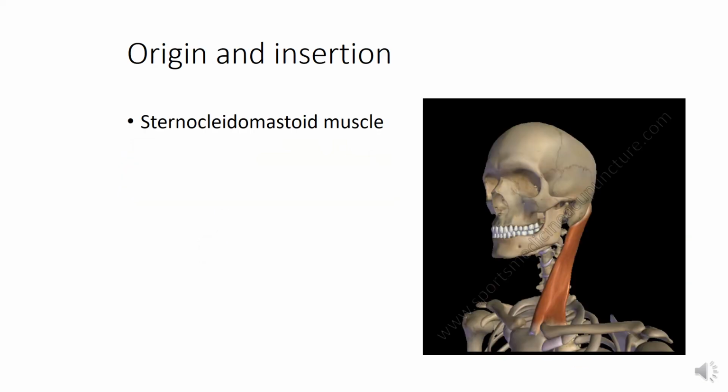So muscles are named according to their origin and insertion, and the best example is the sternocleidomastoid muscle. You can see here that it is taking origin from the sternum and the clavicle, sternocleido, and is attached to the mastoid bone. So all the attachments are included in the name of the muscle. Sternocleidomastoid. Cleido is the clavicle. Cleidomastoid muscle.